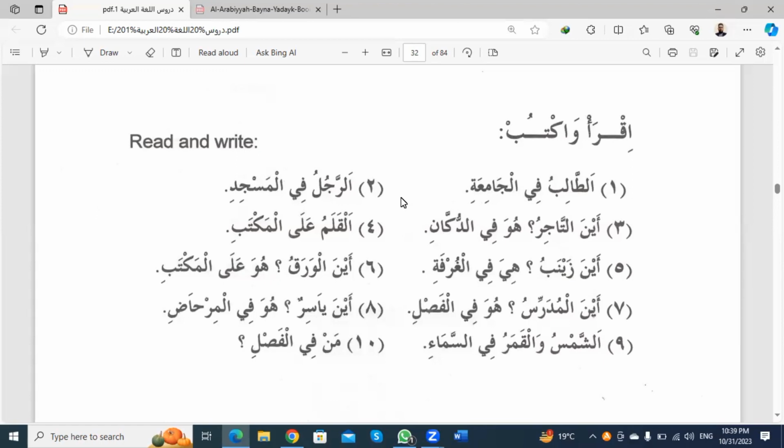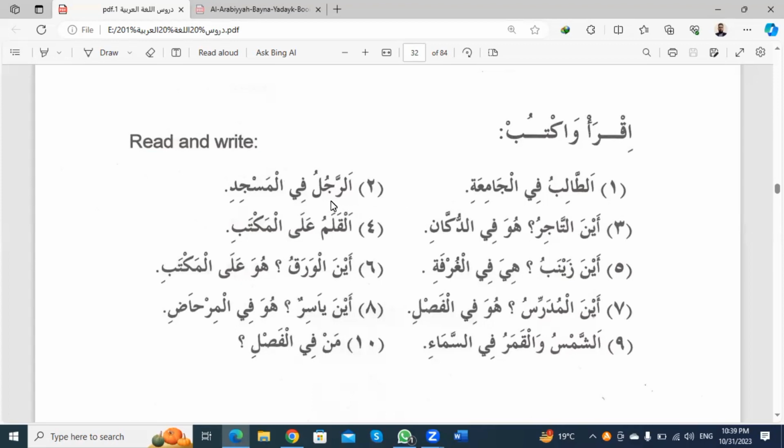That's all. And lesson is Ad-Darsu. Teacher is Al-Mudarrisu. For a female teacher, we will use Al-Mudarrisatu. And class is Al-Faslu. Very good.